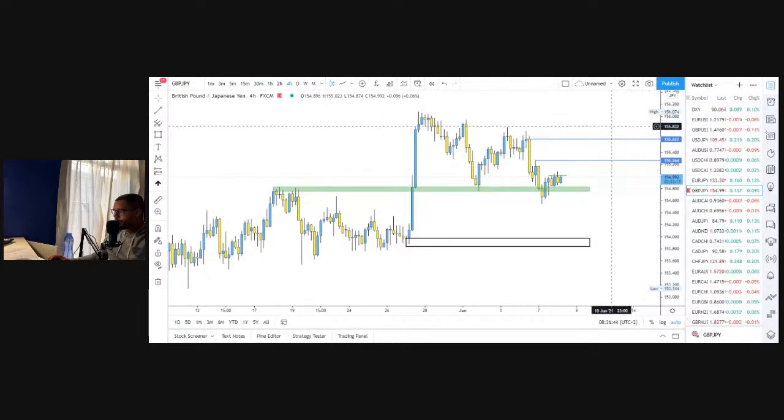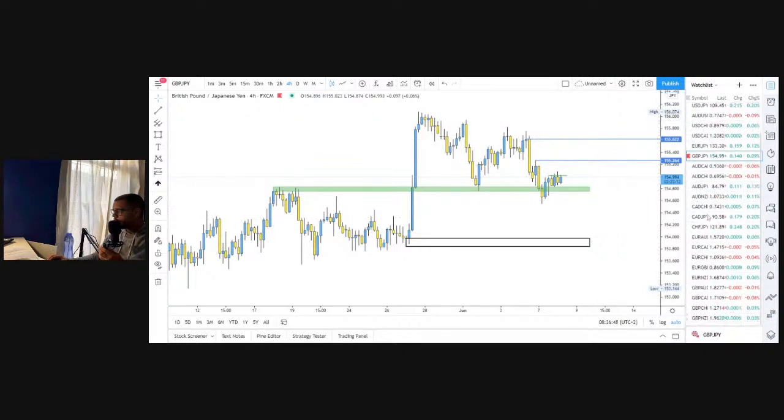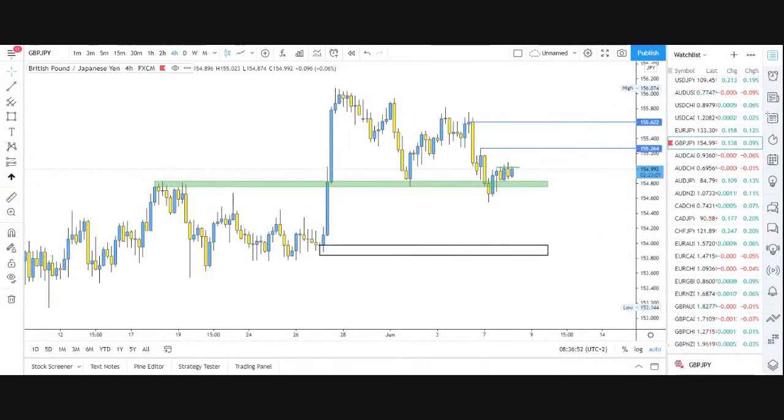I do want to run through before we actually start trading. I just want to run through strengths and weaknesses. Okay, so just looking at the pairs, strengths and weaknesses. Just give me a moment.